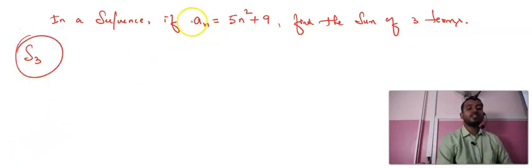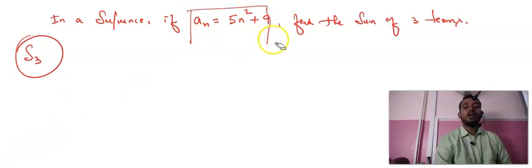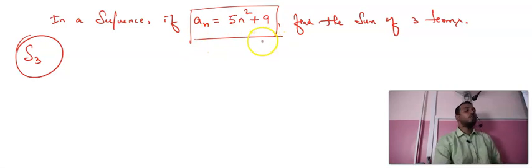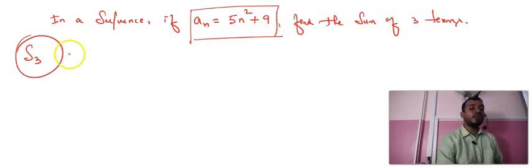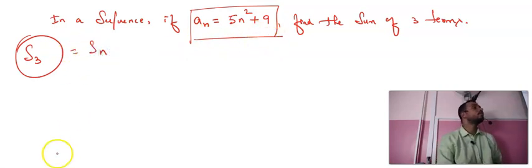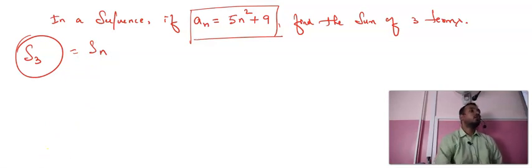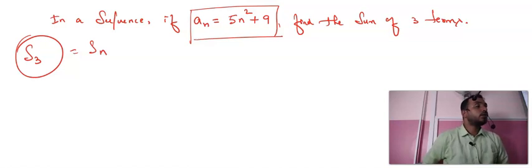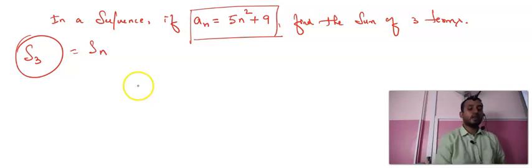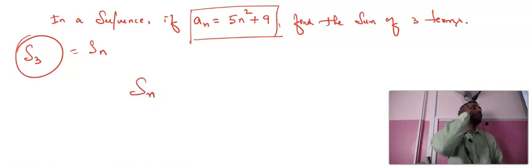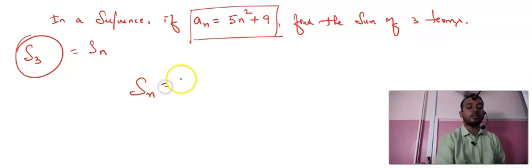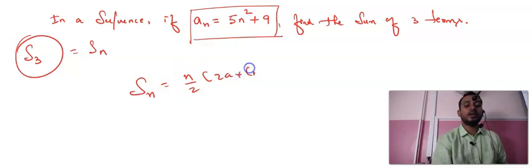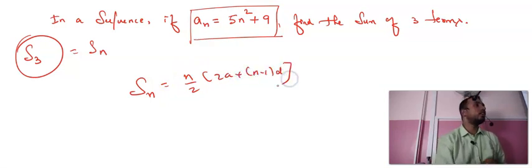If you want the sum of 3 terms, see, now here you just have to check. If you want the sum of 3 terms, that is in the form of Sn. If you want to use the Sn formula, you should know the first term and the common difference. Generally, Sn means we have the formula n by 2 into 2a plus n minus 1 into d. This is the general formula.